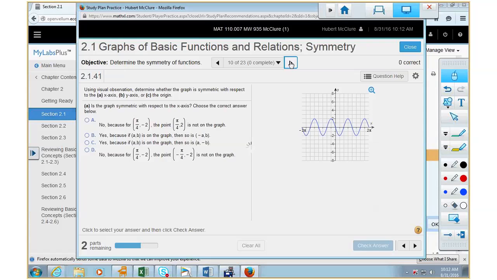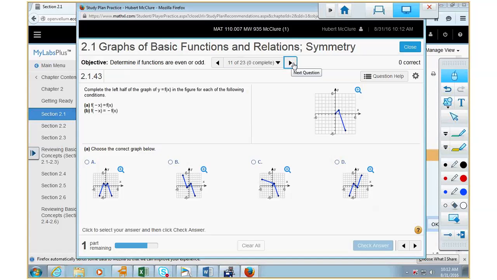I was going to get back to one of your questions. Okay, there are the two formulas right there, so write those formulas down. If f of negative x is equal to f of x, then your function is even. So f of x is equal to f of negative x, your function is even. That means that it's symmetrical around the y-axis.